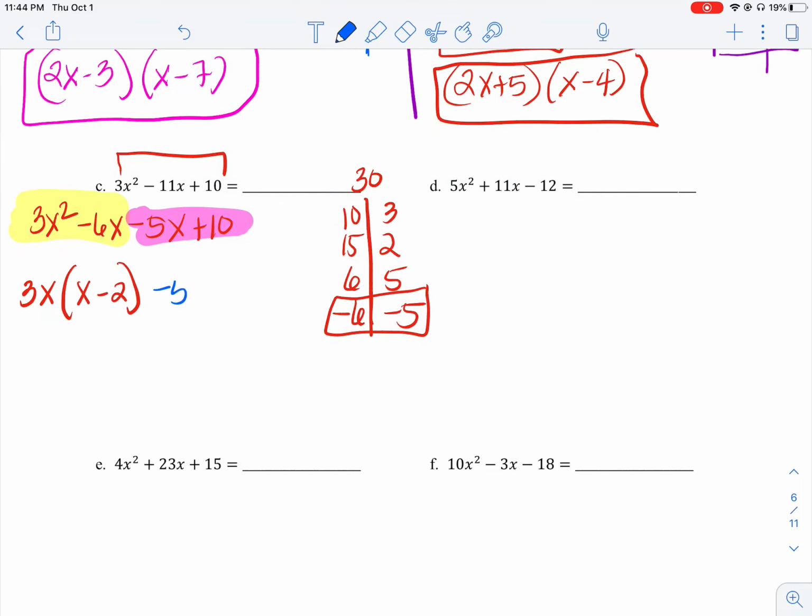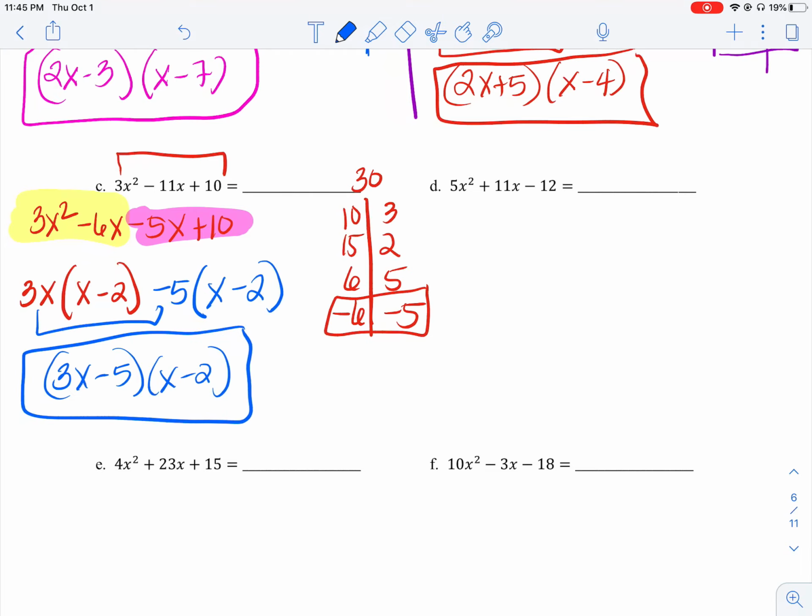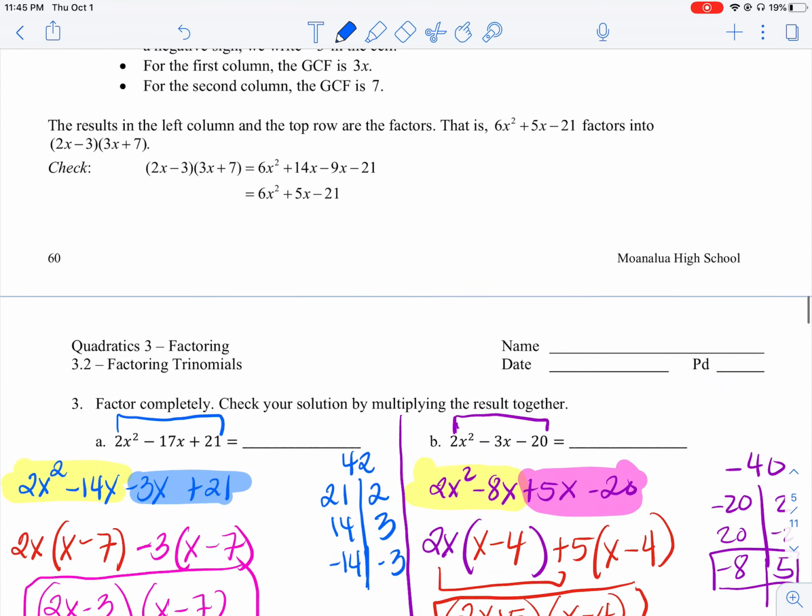And then this is negative 5. And that is x minus 2. Let's verify. This multiplied together gives you negative 5x. This multiplied together gives you a positive 10. So our answer is 3x minus 5, x minus 2. Boom. Done.